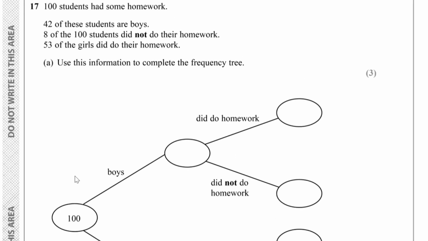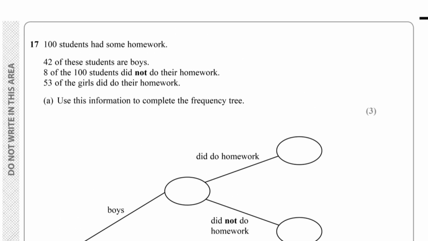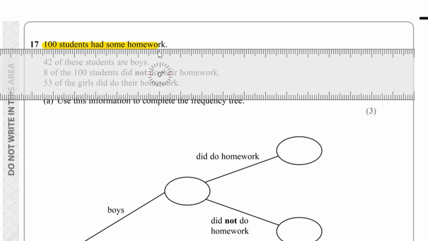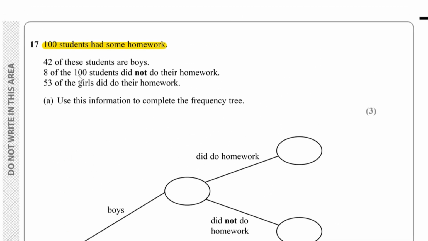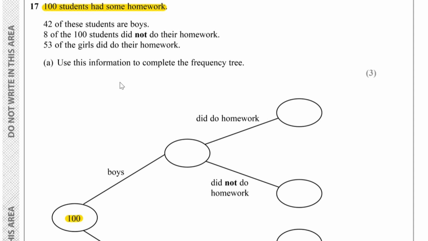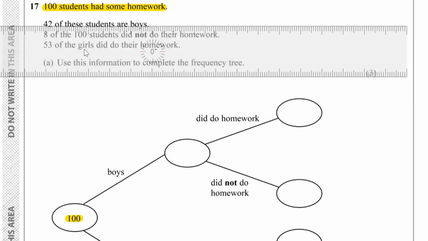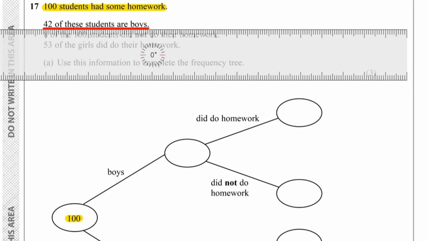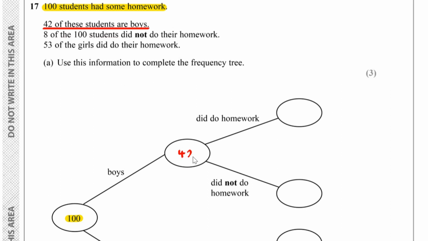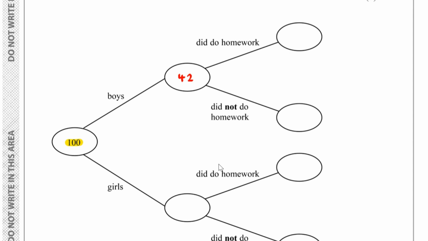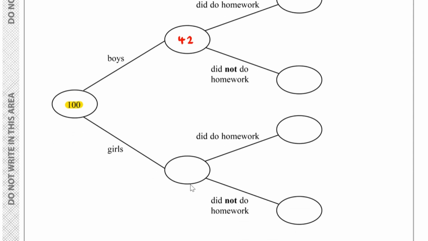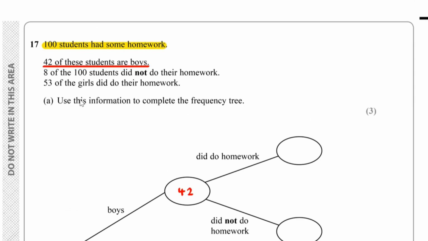Well, we've got 100 students in total. That information is told to us in the question. And then it says 42 of these students are boys. So, what we have then is 42 students who are boys, which means the number of girls then will be 100 take away 42, which is 58.